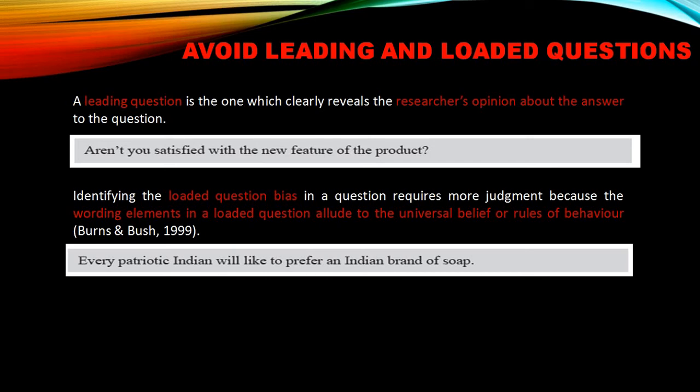See, aren't you satisfied with the new feature of the product? The moment you are saying this, this is already assuming or presuming that the respondent isn't satisfied with the new feature of the product. And a loaded question: every patriotic Indian will like to prefer an Indian brand of soap. Now when you say patriotic Indian, that itself is a loaded word. So what you are trying to do is you are creating a bias.